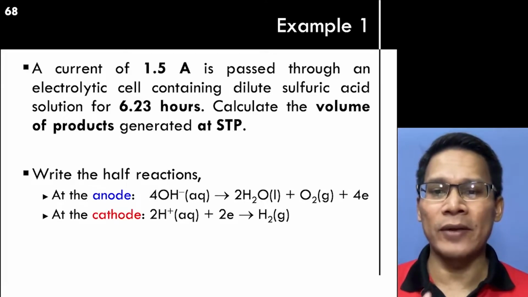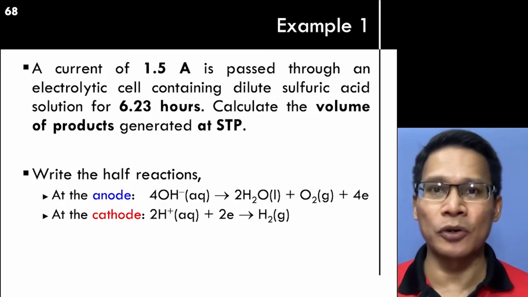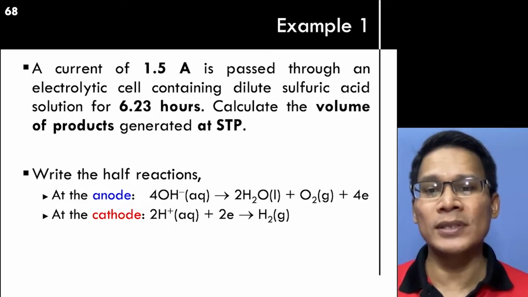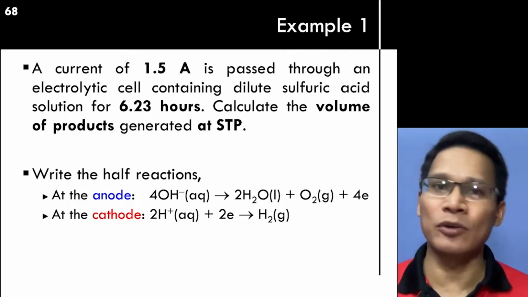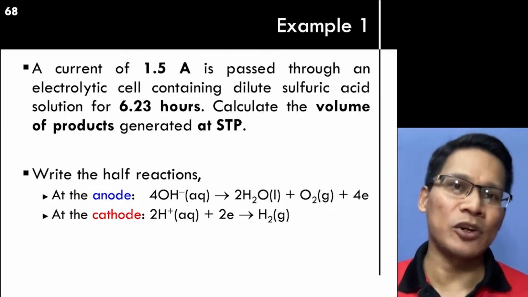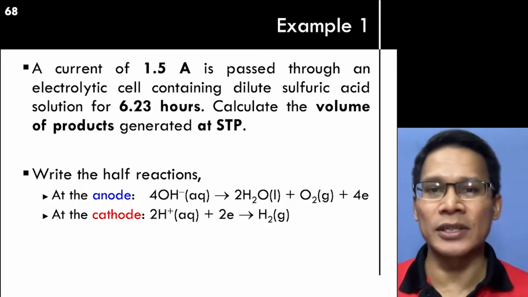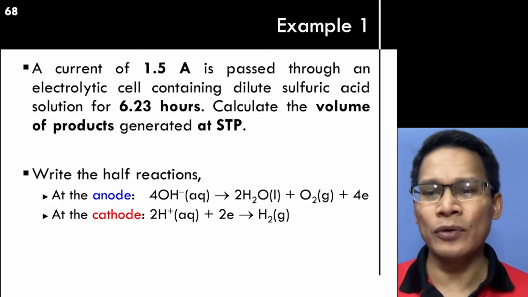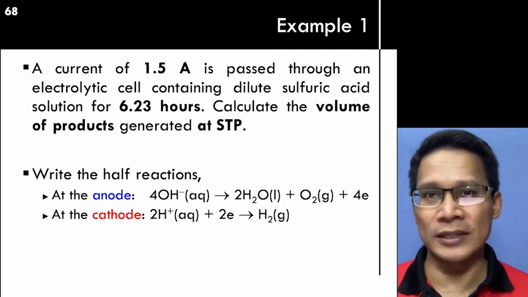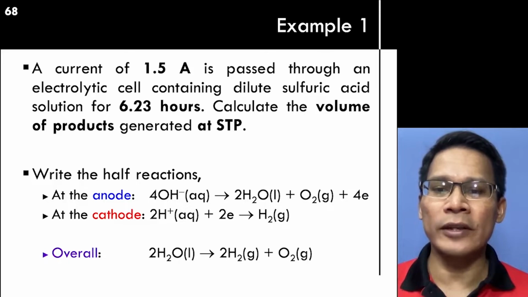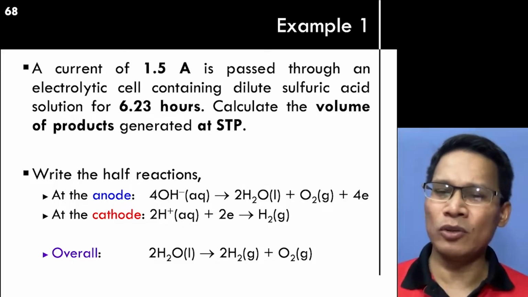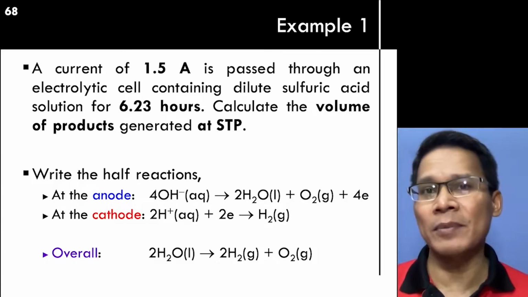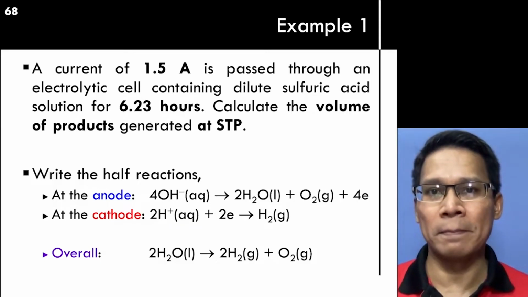Now, let us start by writing down the half reactions at the anode and cathode. Since we are using dilute sulfuric acid as the electrolyte, the anion that will be discharged at the anode is the hydroxide ion. And the cation that will be discharged at the cathode is the hydrogen ion. We now know that the product at the anode will be oxygen gas, and the product at the cathode will be hydrogen gas. The overall equation can be written by combining the two half equations. Remember to ensure that both half reactions have the same number of electrons before adding them up.